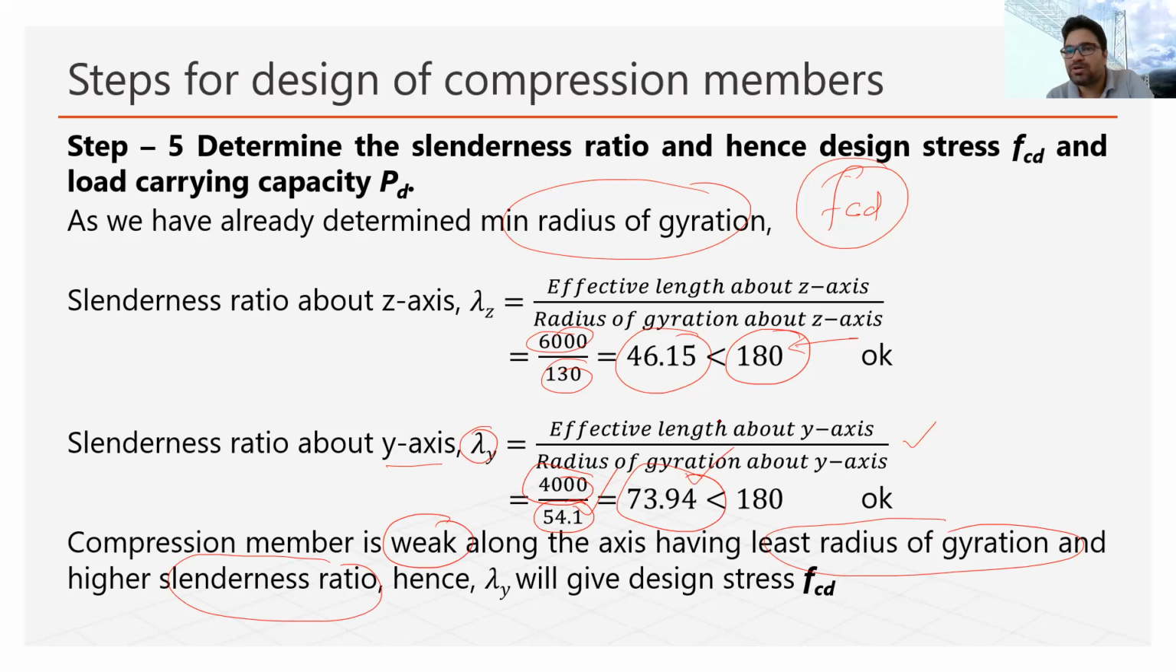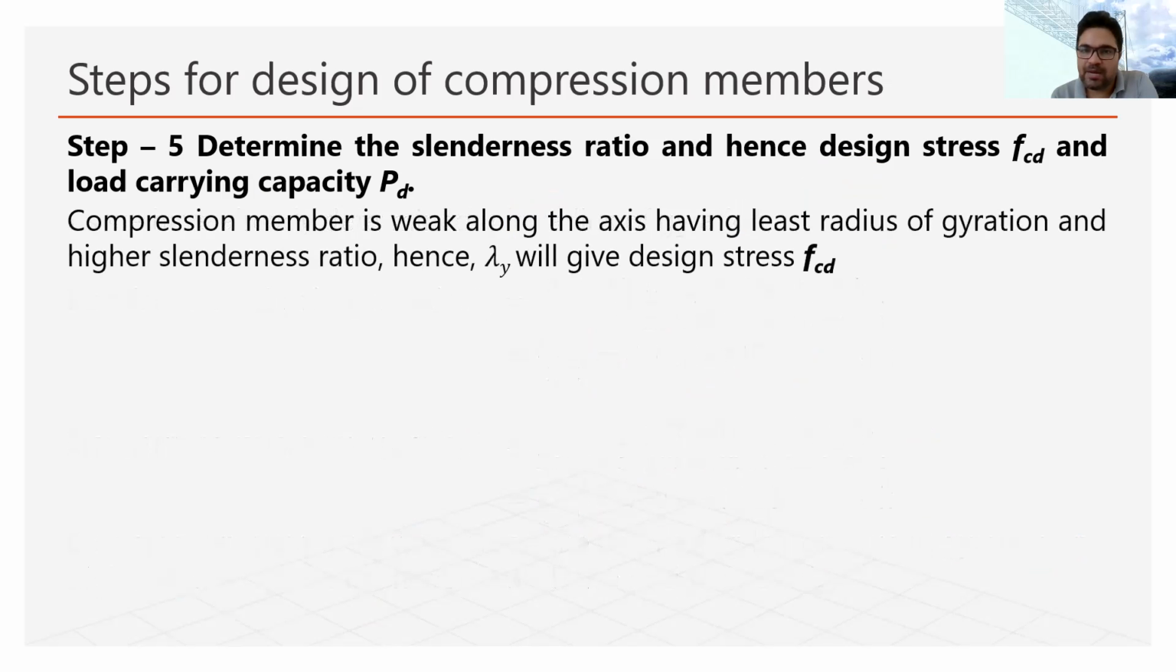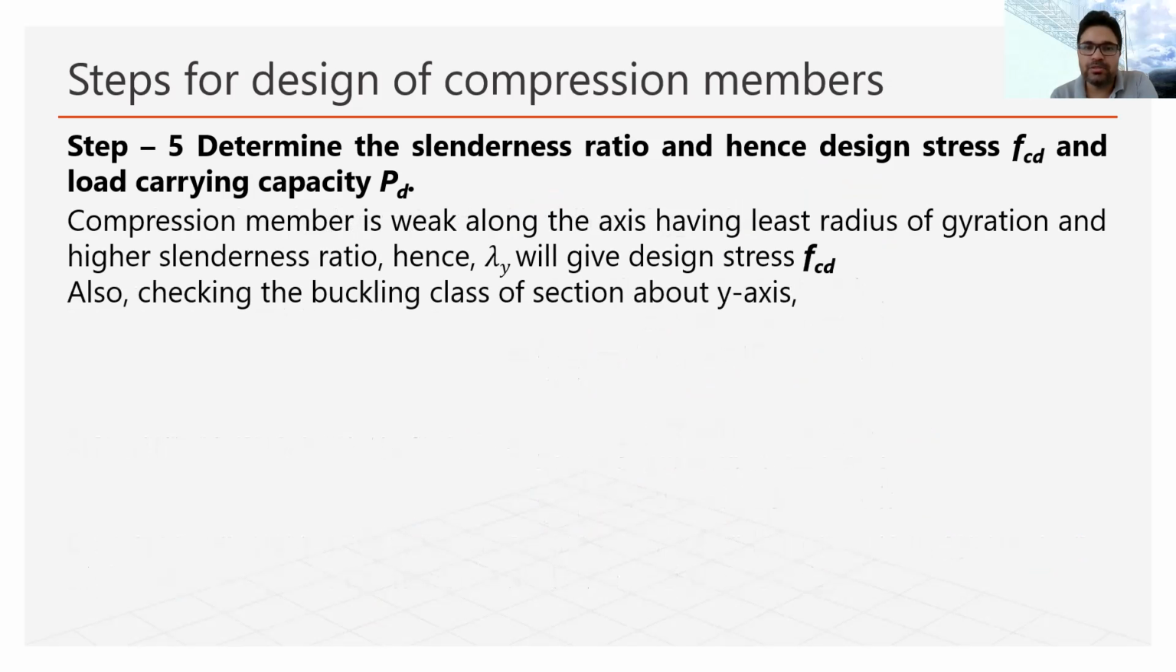So as I have already explained in the previous lecture, if the slenderness ratio is higher, then the strength of the member will be lower. So the axis about which we have the higher lambda value, we will adopt that, because that will be the critical one. So the FCD value for lambda y will be adopted, and also before calculating FCD, we have to check which table we have to look for.